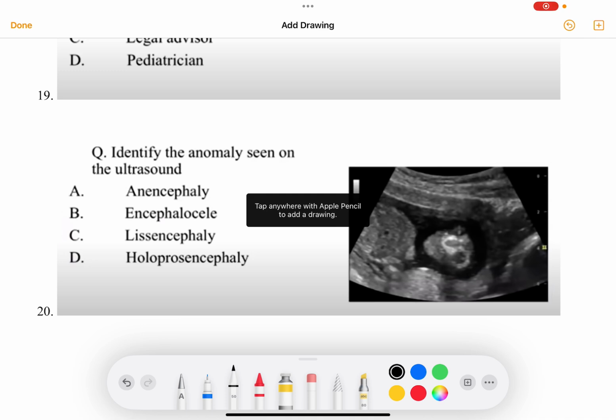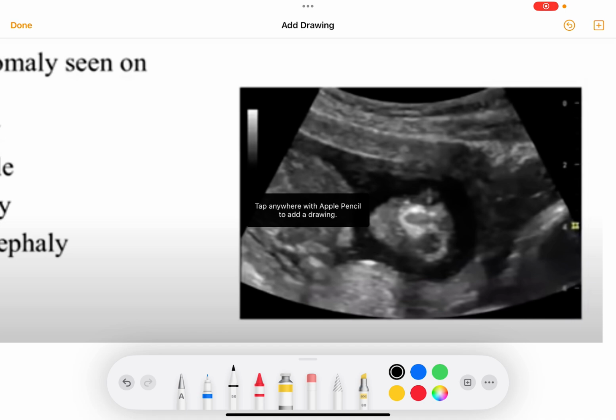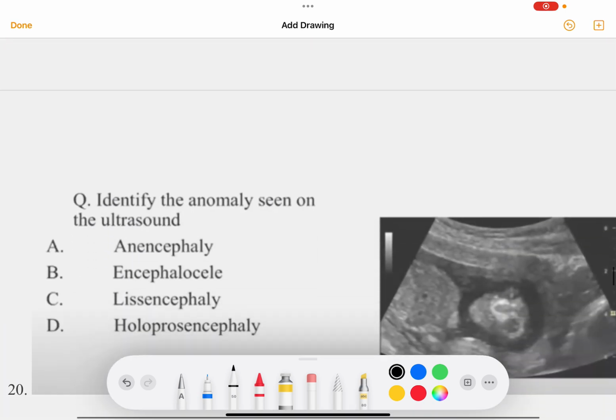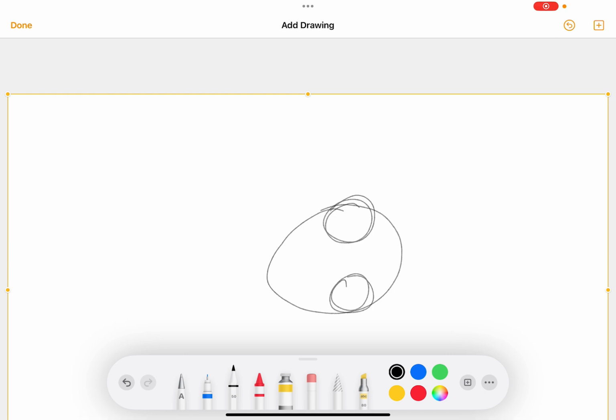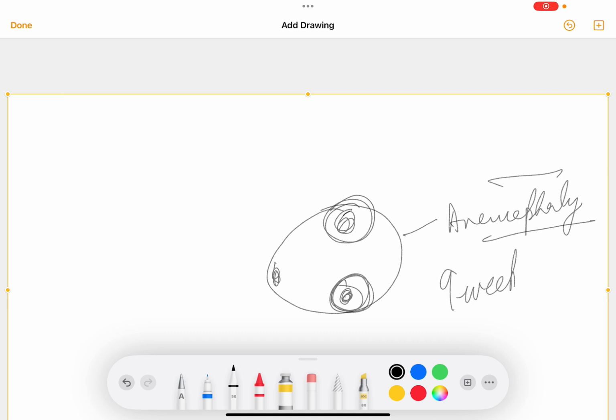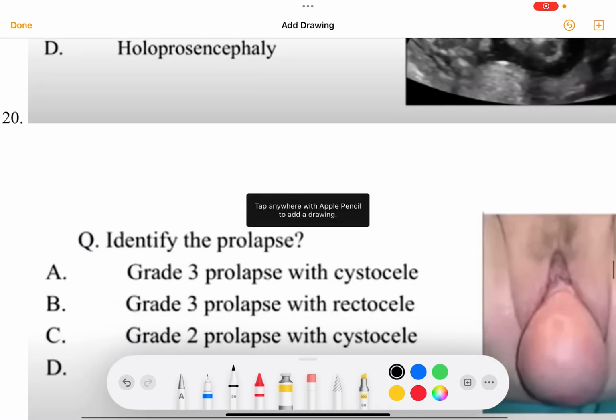Identify the anomalies seen in this ultrasound. If I zoom, you can see a frog eye appearance. These are the two eyes of the frog which you can see. This is the face of the baby, and the eyes are very big. There is no head of the baby. Head is not there, so it is an anencephaly baby. Anencephaly is the first to diagnose, as early as 9 weeks of gestation you can diagnose it. So answer will be anencephaly.